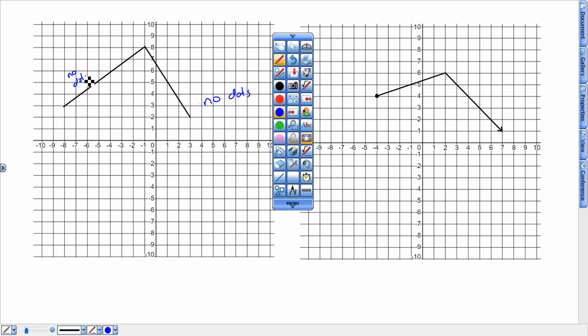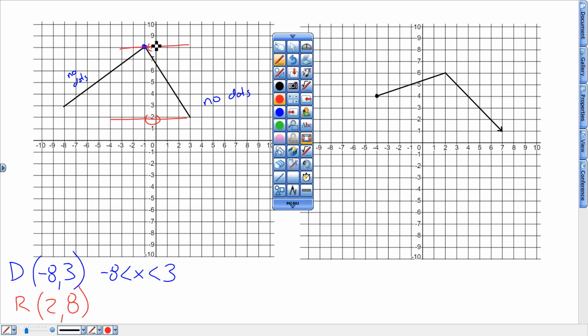But again, no, this is a dot up here. So again, the way I'm teaching that now. So here we go, my domain. Domain measured left to right goes from rounded -8 to 3 rounded. Interval from -8 less than x less than 3. That is my domain. My range measured from bottom to top looks like rounded 2 on the y-axis up to 8 rounded. Again, I'm getting that by looking at where those are slicing through the y-axis.